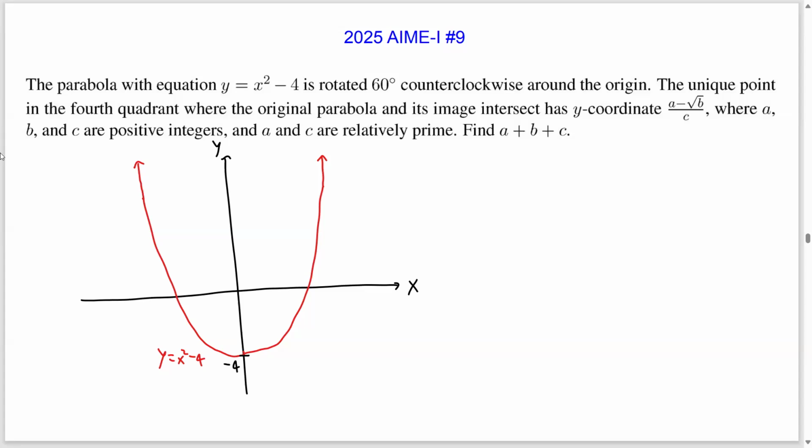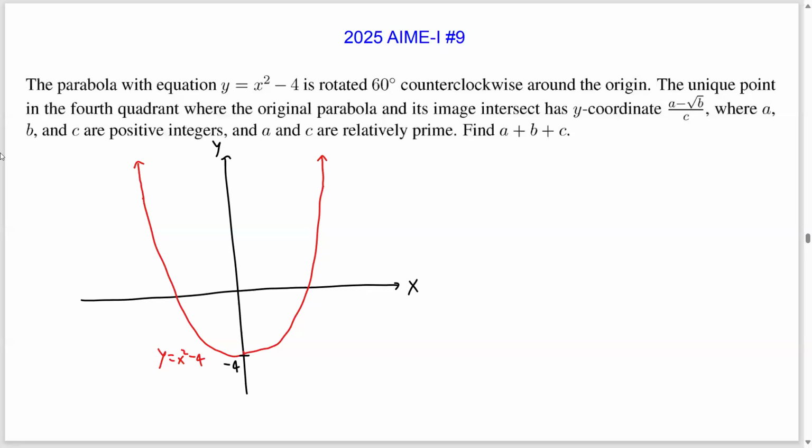The parabola with equation y equals x squared minus 4 is rotated 60 degrees counterclockwise around the origin. The unique point in the fourth quadrant where the original parabola and its image intersect has y-coordinate (a minus root b) over c, where a, b, and c are positive integers and a and c are relatively prime. Find a plus b plus c.